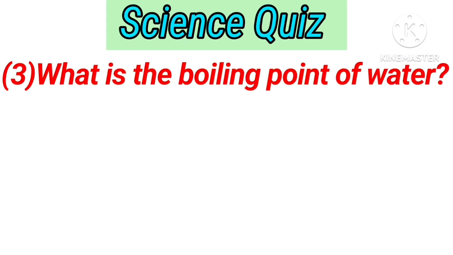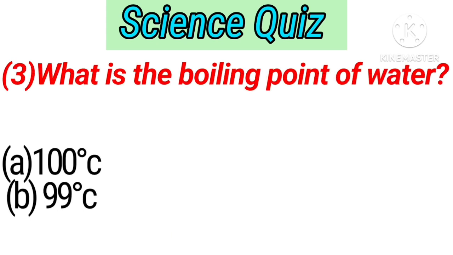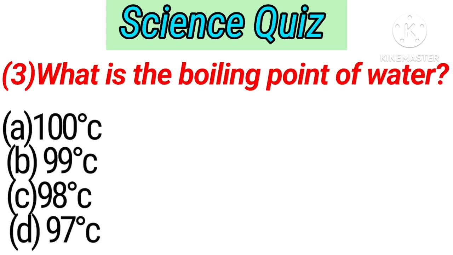Question number 3. What is the boiling point of water? Options are 100 degrees Celsius, 99 degrees Celsius, 98 degrees Celsius, 97 degrees Celsius. And the right option is 100 degrees Celsius.